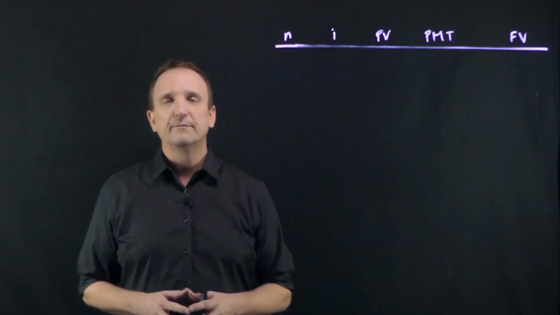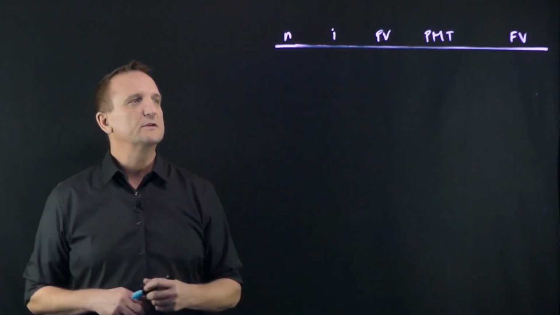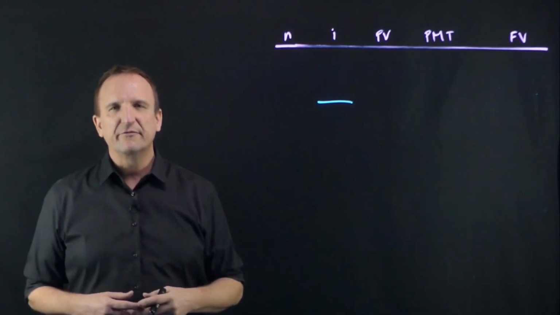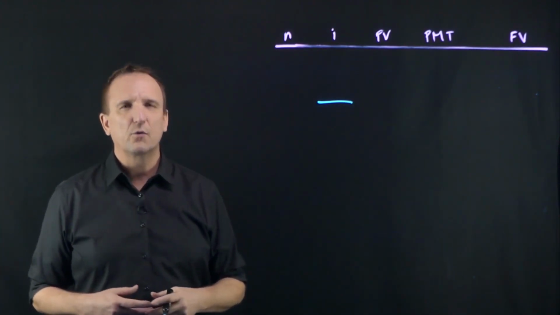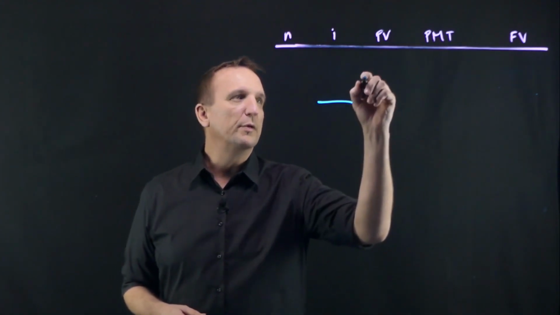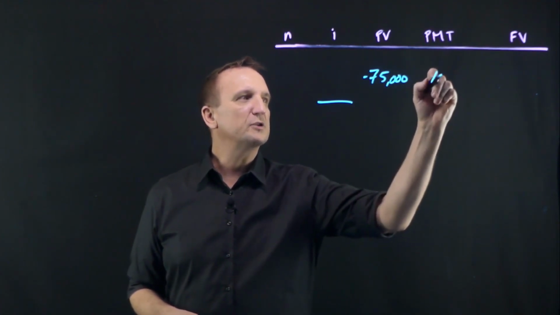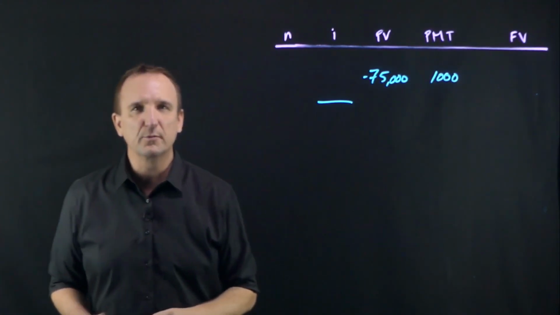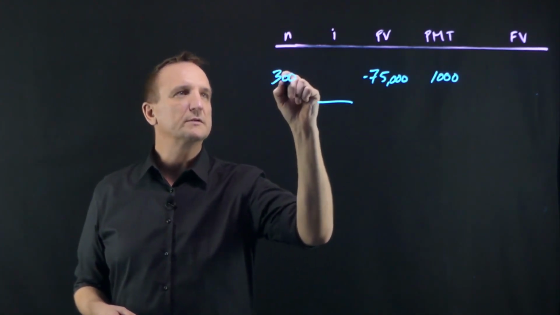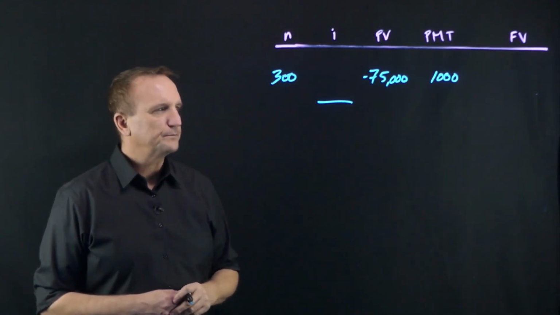Problem number 12. This is pretty straightforward. We're just looking for the internal rate of return or the yield. So we're solving for I. The problem says there's an investment that is going to cost $75,000, that we would pay $75,000 today, and it's going to pay us cash flow of $1,000 per month for 25 years. 25 times 12 is 300 months. What's the IRR on that?